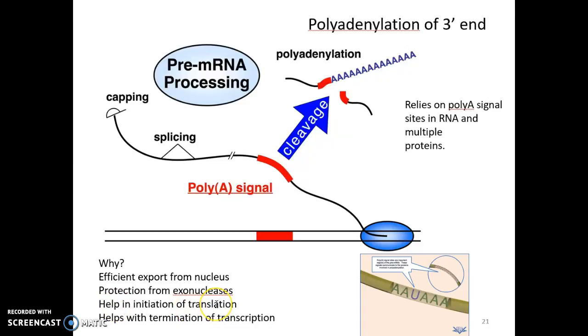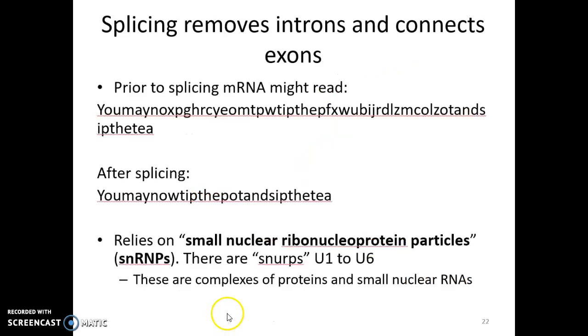The poly-A tail also seems to play a role in helping to initiate translation. And it also seems to help with the termination of transcription. This process is happening right at the end, and it seems to help end transcription in eukaryotic cells, a process we don't really know that much about. Right, so that's two of the three ways that messenger RNA is processed in eukaryotes. The third is maybe the coolest, and it's the process of splicing. Splicing is a process whereby we remove introns from messenger RNA and connect together exons.